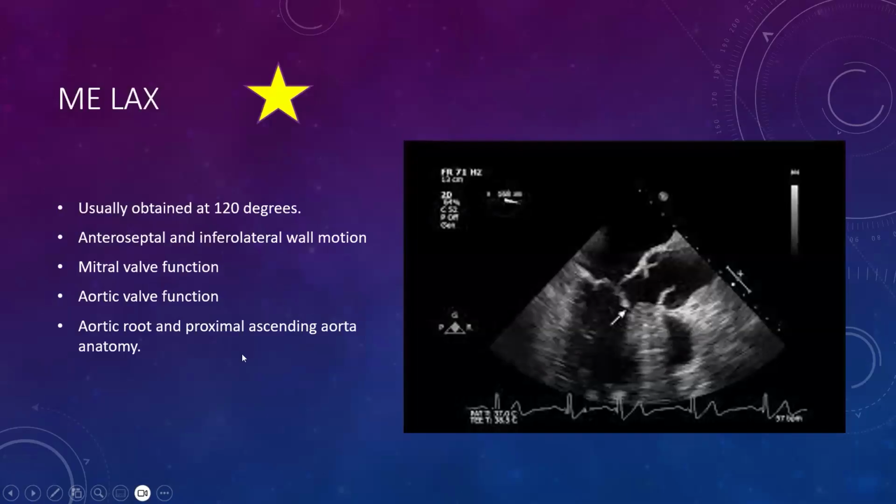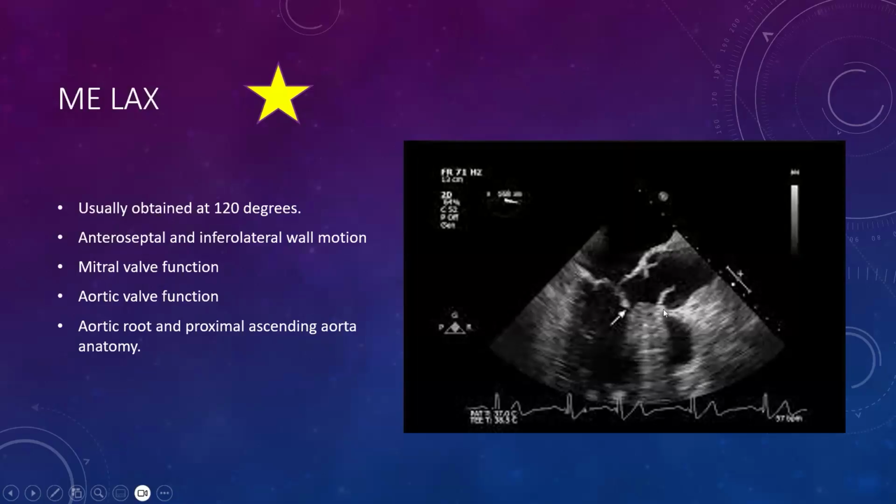Another one of the high yield views in that Resuscitative TEE project is the mid-esophageal long axis view. Usually 120, sometimes up to 140 degrees of omniplane angle. You see the anteroseptal and inferolateral wall motion. You see very good mitral valve function, and you see the aortic valve function. This is that view that they had the probe parked in when they were doing CPR in that clip that I showed previously, because you see this aortic valve opening very well.